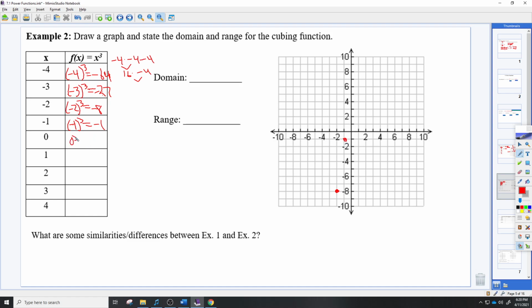0 cubed, I don't think I have to write the cubed out every single time. That's going to be 0. And then we're going to get the same answers over here, but now these will stay positive. So we're going to get 1, 8, 27, and 64. So we can plot 2 of these. 1, 1, 2, 8. So I don't know if you noticed, but this one is increasing a lot faster.